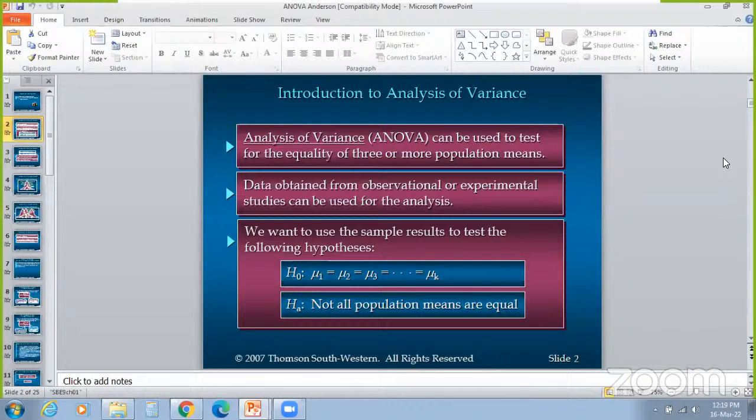By having the data from either observational studies or experimental studies, our null hypothesis is mu1 is equal to mu2 is equal to mu3 and so on up to mu k. That means there is no difference in the mean values of that particular variable among the populations. The alternative hypothesis is that not all population means are equal. That means there is a difference in the population means, or at least one population mean differs from the other populations. This is the alternative hypothesis.